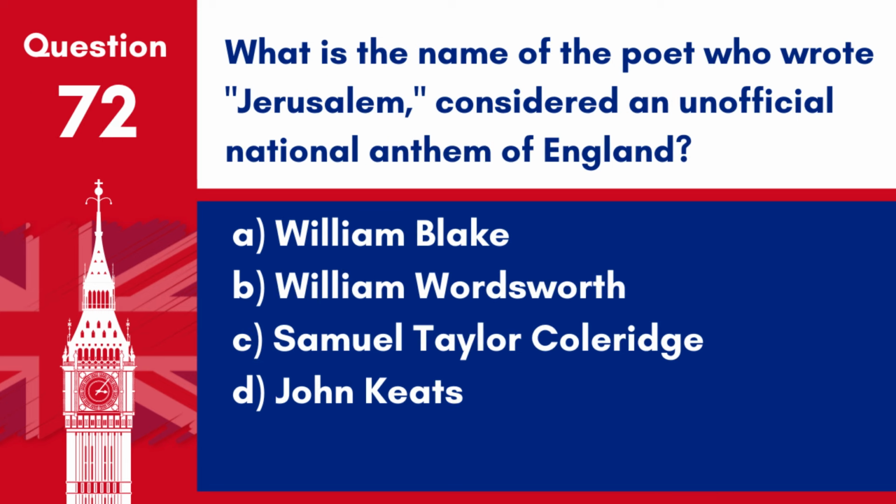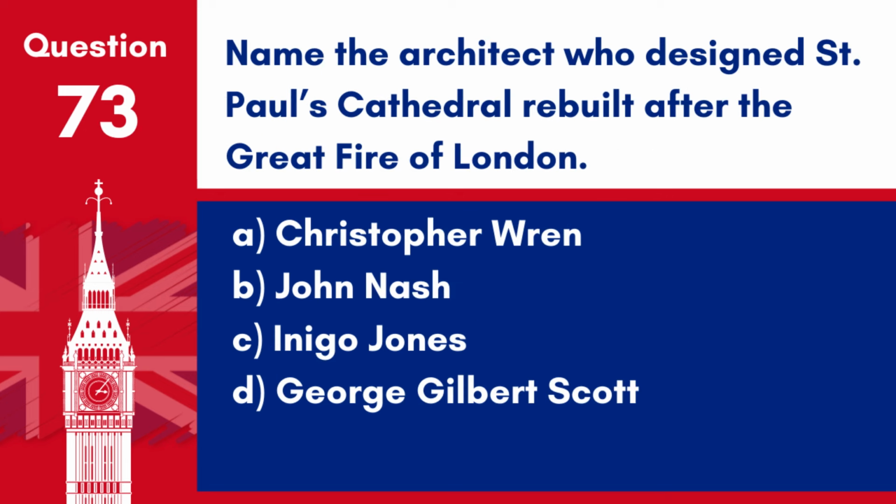Question 72. What is the name of the poet who wrote Jerusalem, considered an unofficial national anthem of England? A. William Blake. B. William Wordsworth. C. Samuel Taylor Coleridge. D. John Keats. Answer: A. William Blake. William Blake wrote Jerusalem, which has become an iconic poem and song, considered an unofficial national anthem in England.